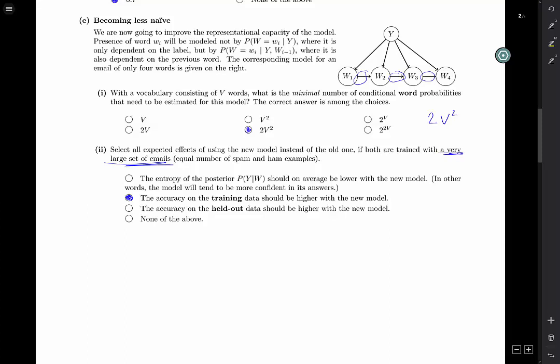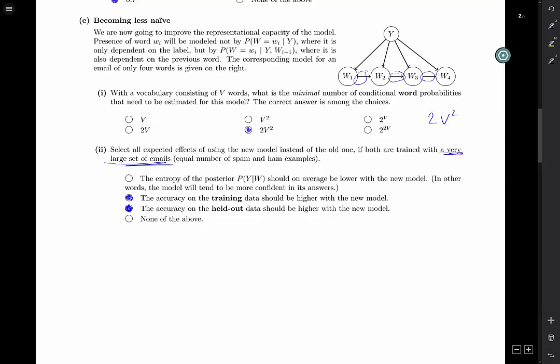The accuracy on the held out data should be higher with the new model. Again, because we have a very, very large set of training data, and the model's more expressive, we can fully train the model with good entries in the probability tables, so again, it'll be good. Now the first one.